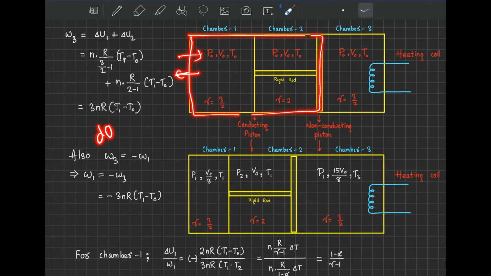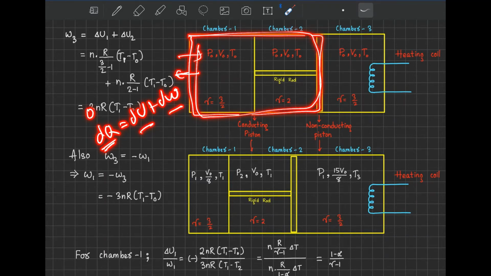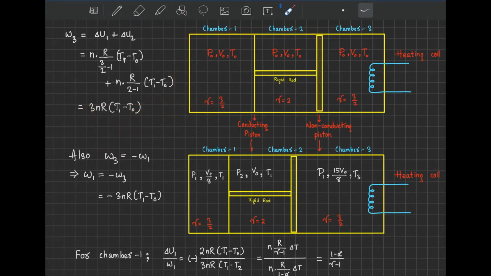So dQ equals dU plus dW. If we put dQ as 0 for these two chambers combined, then dU and dW must be the same in magnitude. So according to this, we write W3 equals change in U1 plus change in U2, right? Now the change in U is given by n Cv dT, right? So we are writing n Cv dT. Now let's see what the final states are.